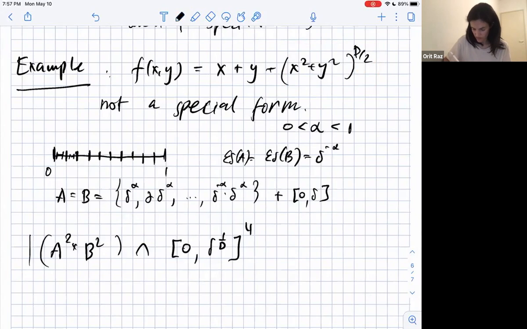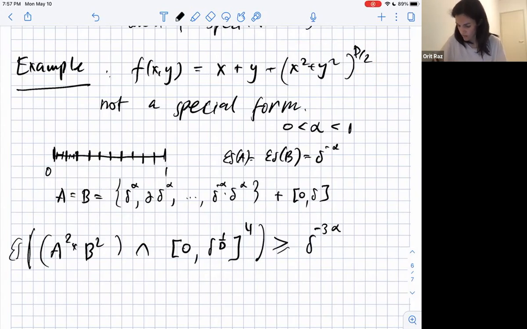If you do the calculation, you see that this gives more than delta to the minus 3 alpha minus 3 over d, I think. So we have some gain here, but this gain will depend on the degree of f, and this is something that we didn't want to have.